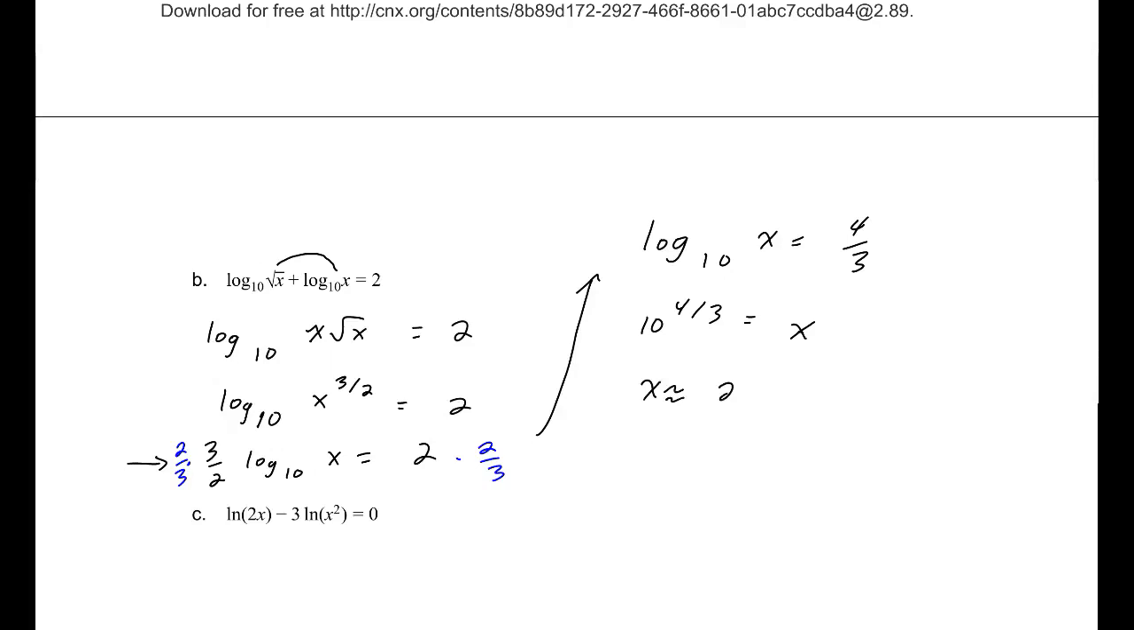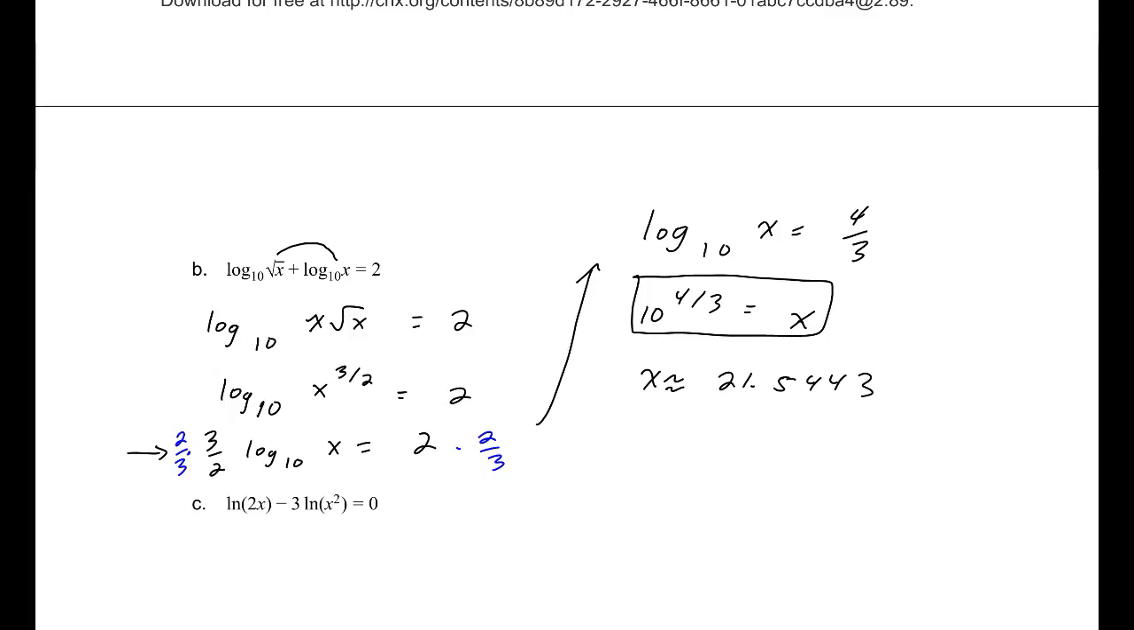So x is approximately 21.5443. We of course verify that. 10 to the 4/3. Yes, okay. My calculations are correct. So either of these would probably be acceptable. However, the first would likely be preferable. Both close, but the first is exact. I want to leave that probably.